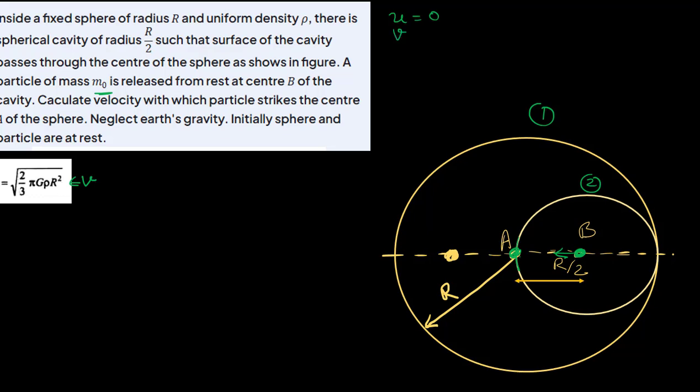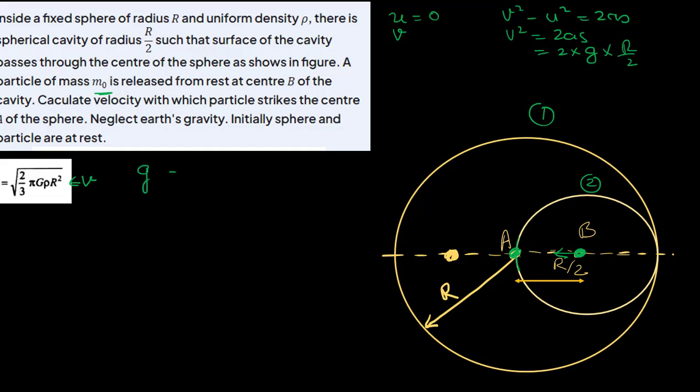Now, if I go by the formula v square minus u square is equal to 2as, then u is 0, so the formula becomes v square is equal to 2as. We want to find out v. Here, a will be the acceleration due to the gravitational field that is acting over here. That is what we want to find out. As the distance b is r by 2, as you can see over here, by the formula given in the previous slide, we will find out g.